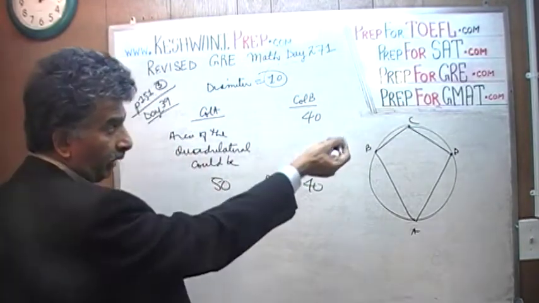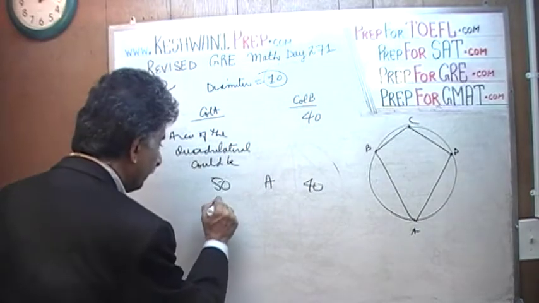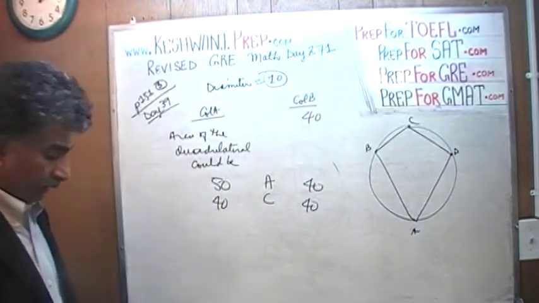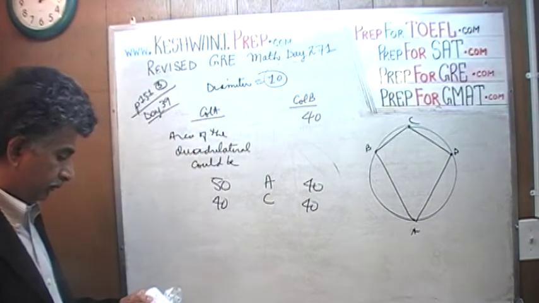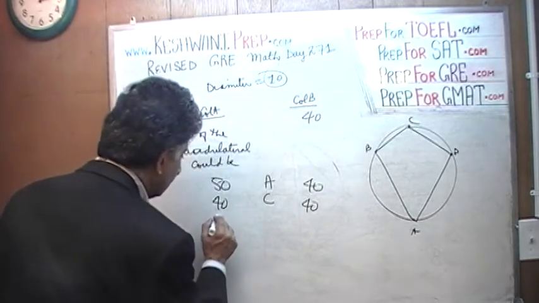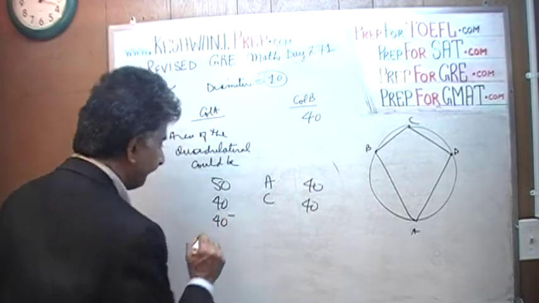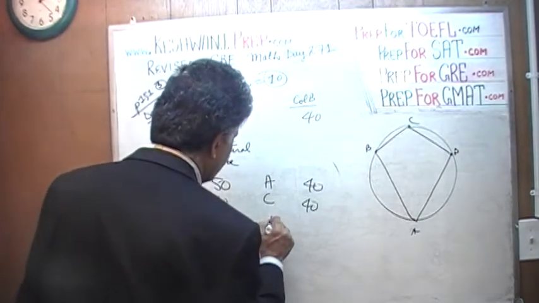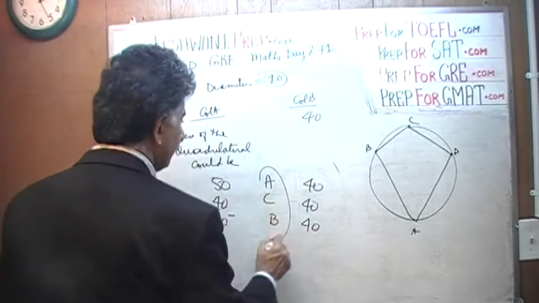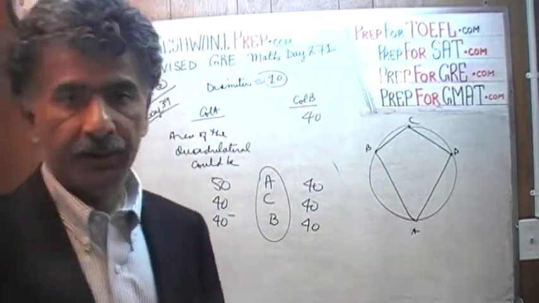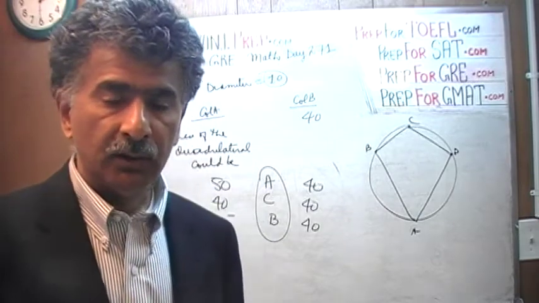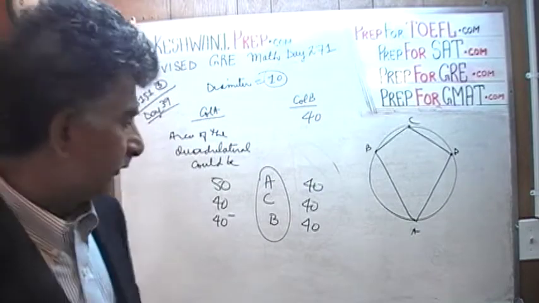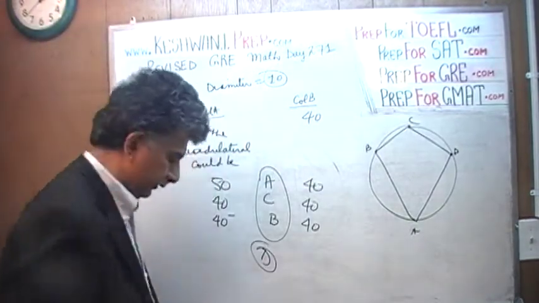The area of the quadrilateral, depending on how these points are located, could very well turn out to be 40. And since this is 40, the answer would be C. And the area of the quadrilateral could very well be something less than 40. It depends on where the points are located, in which case the answer would be B. Since we do not know where the points are located, quantity A could be bigger, quantity B could be bigger, or the two quantities could very well be equal. And therefore the answer is D.